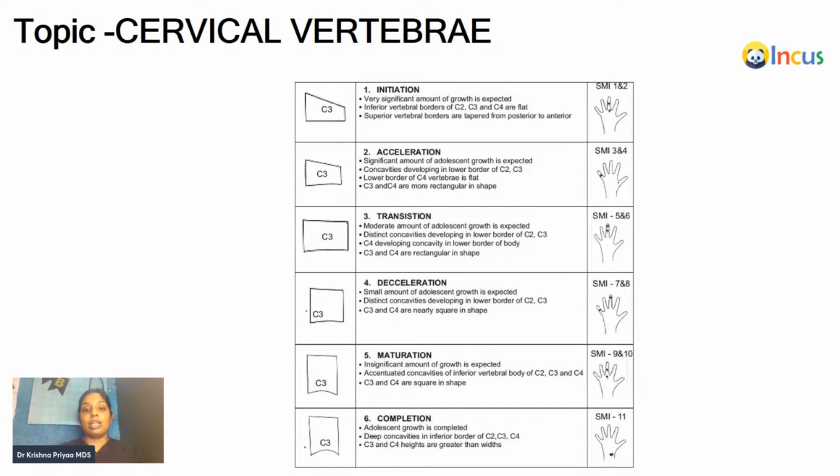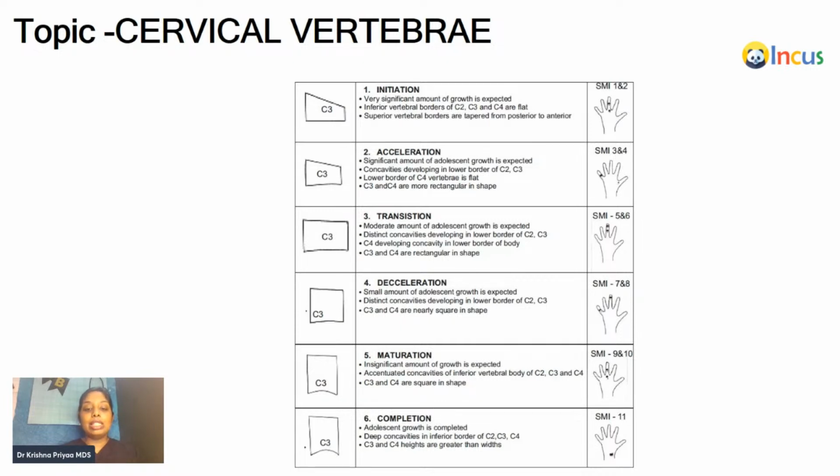And the third one is called the transition stage. Here, the C3 and C4 will be somewhat rectangular in shape, and C4 also develops a concavity. So about 60% of growth potential is still there. And fourth will be deceleration. Here, almost distinct concavities will be developed in C2, C3, and C4, but from a rectangular shape, the C3 will become more of a square shape. Here, only 40% of the growth potential is remaining.